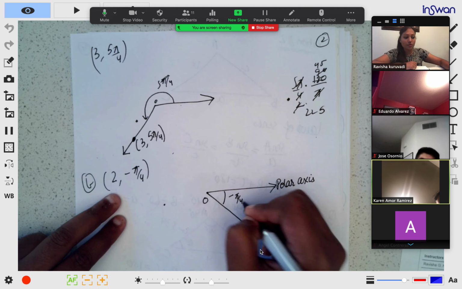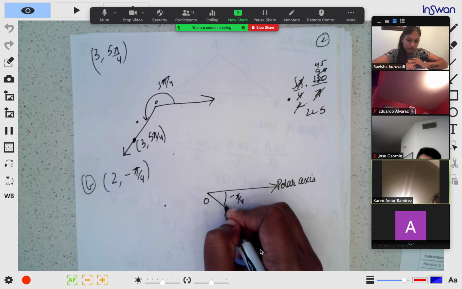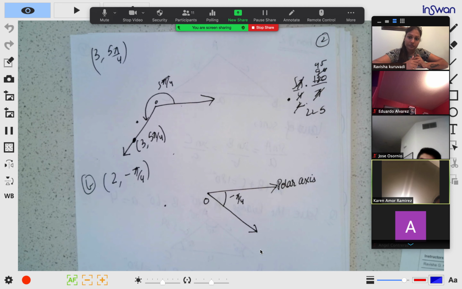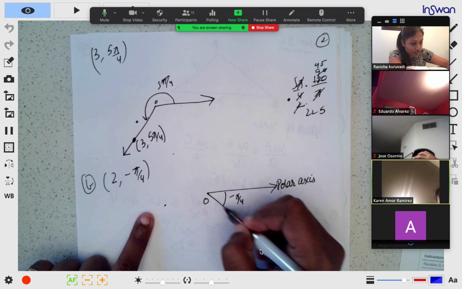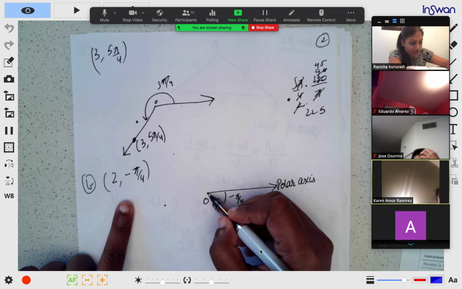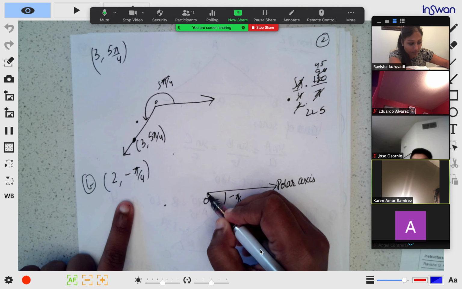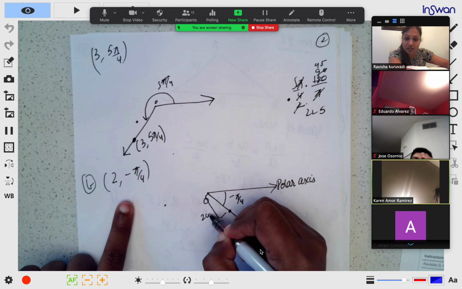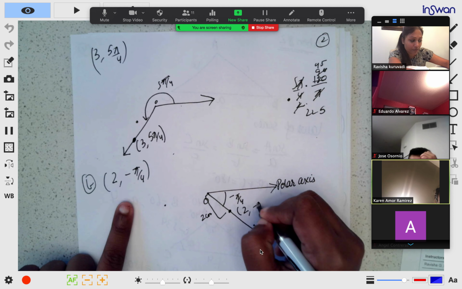How do I draw this 2? In the new line? Yeah, in that new line, you go just 2 centimeters. So basically, you reach somewhere here. From here to here, the measurement will be 2 centimeters. And this coordinate will be 2, negative pi by 4.